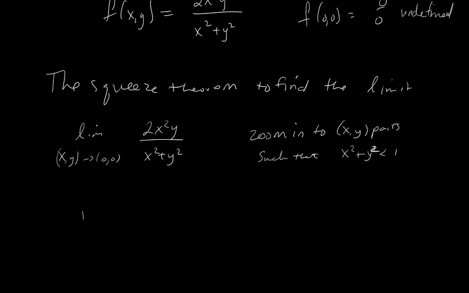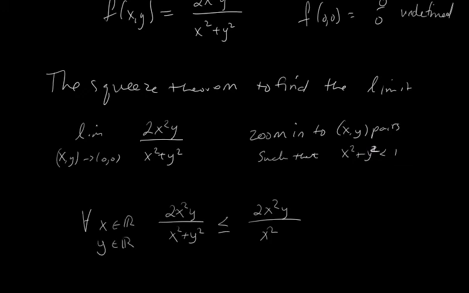So first of all, notice that for all x and y in the real numbers, 2x squared y over x squared plus y squared is going to be less than or equal to 2x squared y over x squared. If you make the denominator bigger, you make the number smaller, period. That does not change no matter how big or small the numbers are that we're working with.